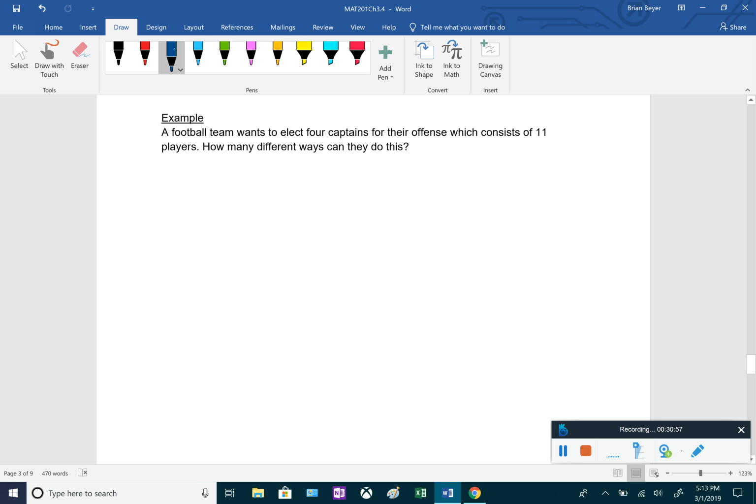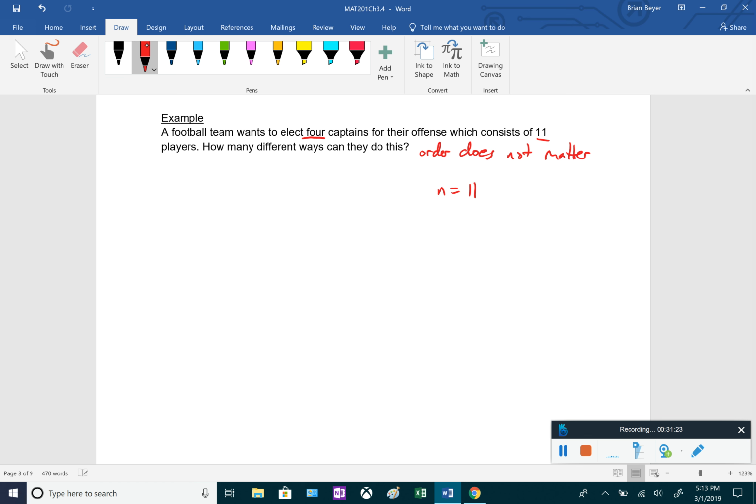Okay, next one. A football team wants to elect 4 captains for their offense, which consists of 11 players. We want to know how many different ways they can do this. So 4 captains out of 11. Order does not matter. All of these captains are the same. They're just one of 4 captains. So order does not matter, which means we're doing a combination.